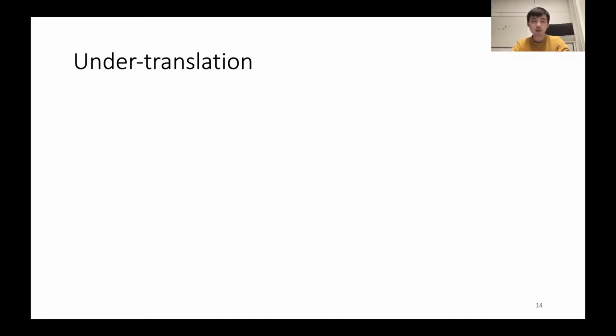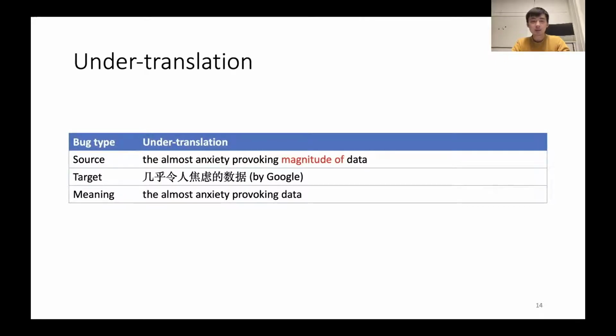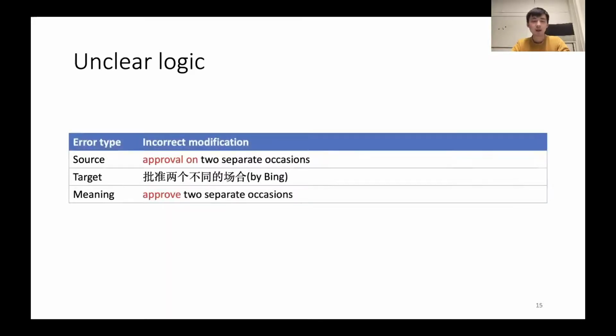First, under-translation means that some parts of the source sentence were not translated in the target sentence. Here, "the almost anxiety-provoking magnitude of data" was translated by Google to "the most anxiety-provoking data." So "magnitude of" was not translated, leading to an under-translation error. Unclear logic means that all phrases or words were correctly translated, but the whole logic of the sentence is incorrect. For example, here, "approval on 2 separate occasions" was translated to "approve 2 separate occasions," leading to an unclear logic error.